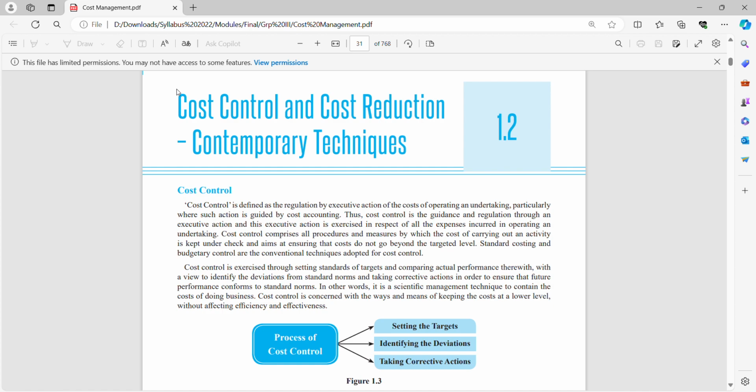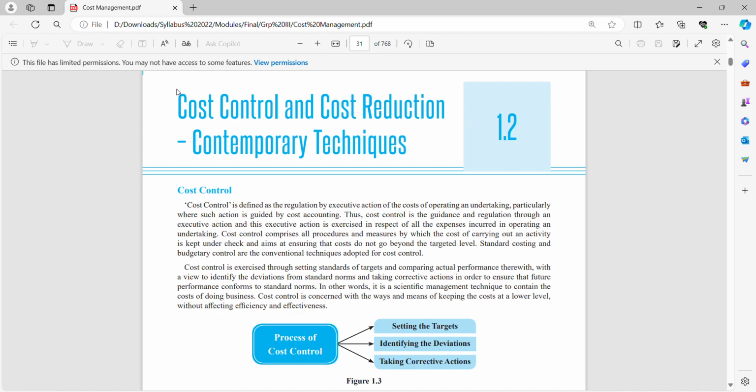In this video lecture, we will be recording module 1.2, cost control and cost reduction contemporary techniques. So what is cost control? What is cost reduction? How can we control our cost? How can we reduce our cost? Cost control, cost reduction, differentiation.